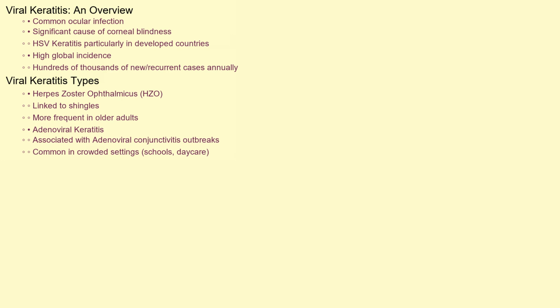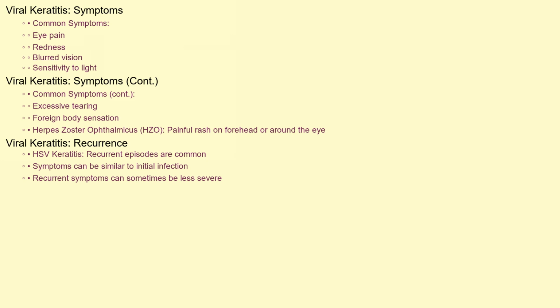Viral keratitis is a fairly common ocular infection. HSV keratitis is one of the leading causes of corneal blindness in developed countries. Studies estimate that hundreds of thousands of new and recurrent cases occur each year globally. HZO, associated with shingles, is also relatively frequent, particularly in older adults. The incidence of adenoviral keratitis is often linked to outbreaks of adenoviral conjunctivitis, especially in crowded settings like schools or daycare centers.